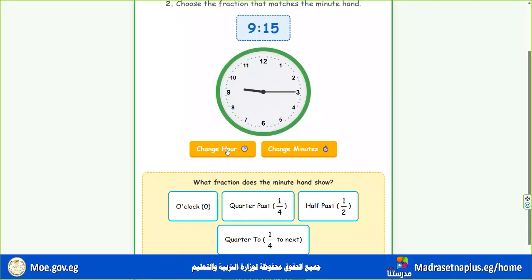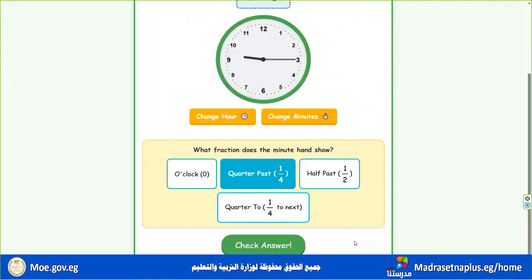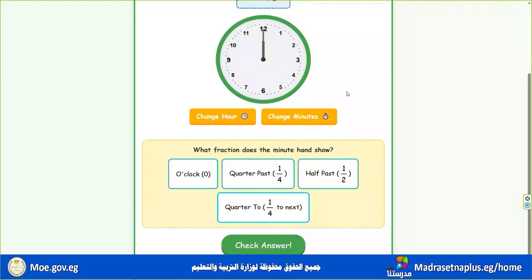Okay. So 9:15 means quarter past 9. Let's check it. Yes, this one. Now let's check our answer. So this one points to hours, the other one points to minutes.